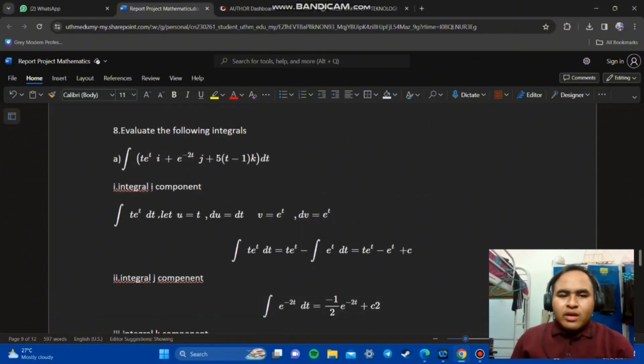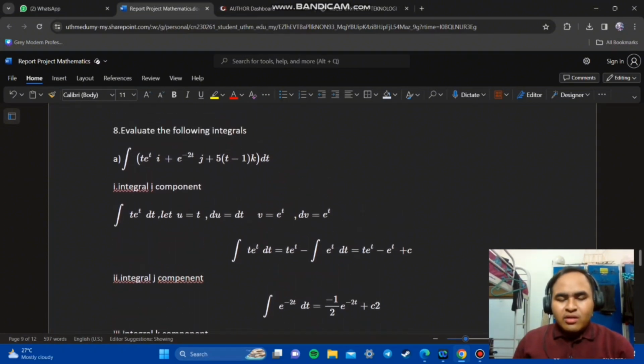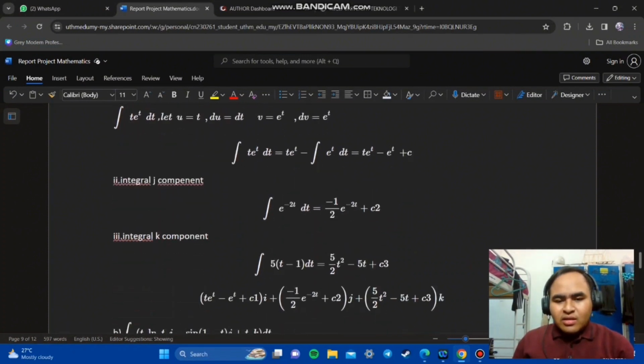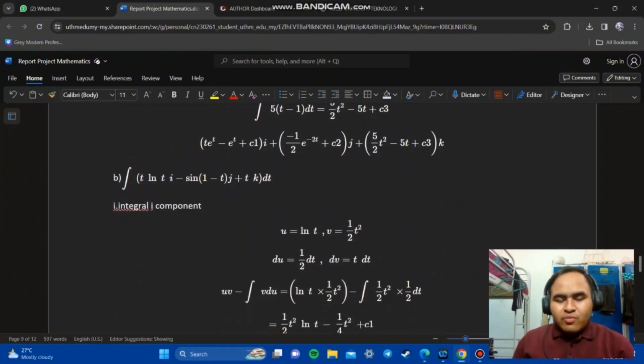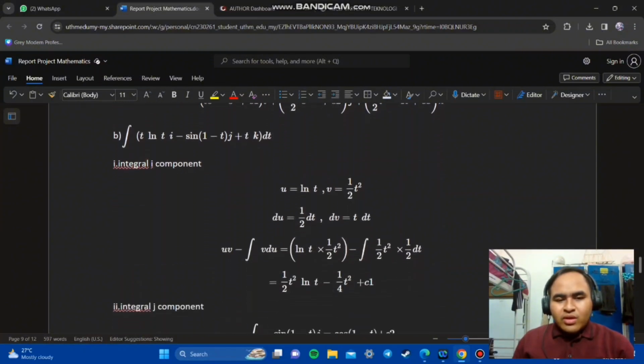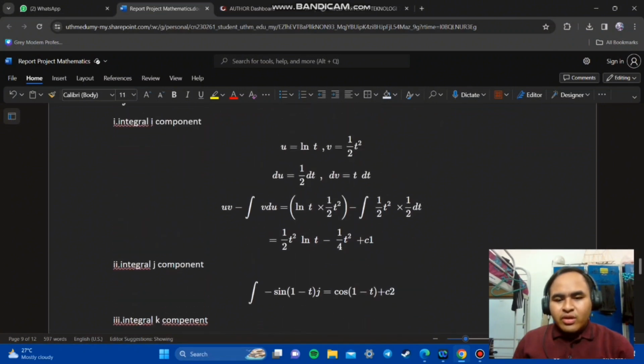For question 8, evaluate the following integral. We must separate the components into 3, which is i, j, and k, and we must integrate all the components. Using the cross product, we can get the answer. So it is the same as question 8b.